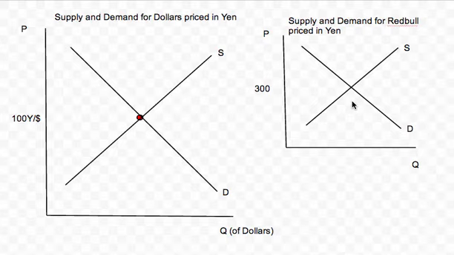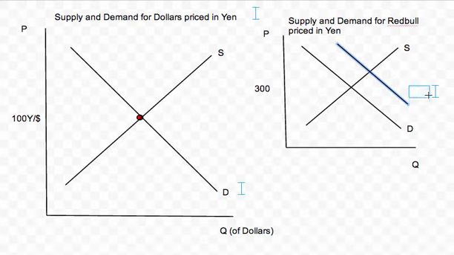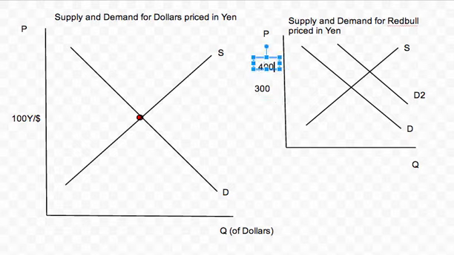So what will cause the exchange rates to change? Well, just like in the product market, if there is an increase in demand for Red Bull, let's say, what happens is there's a shift in the demand curve, and there is a new equilibrium, which would be at a higher price. So let's say this would be at 400. So again, it'd be 400 yen per Red Bull on a new equilibrium.